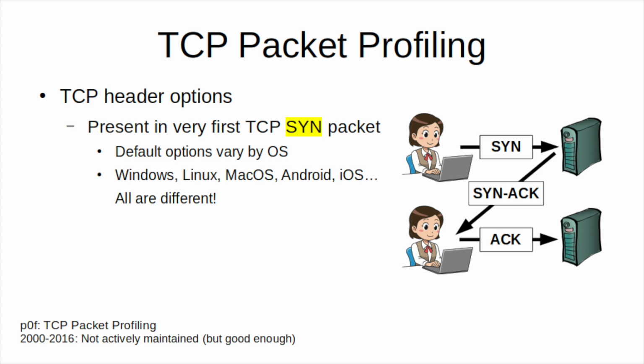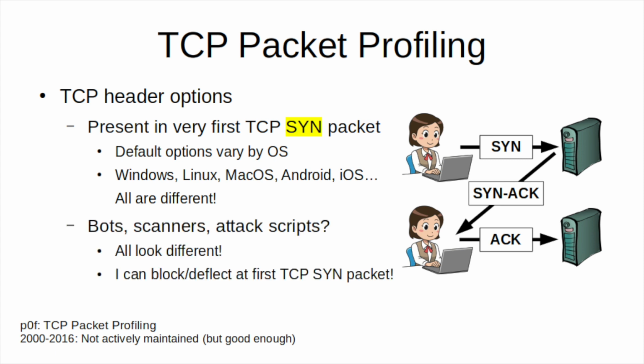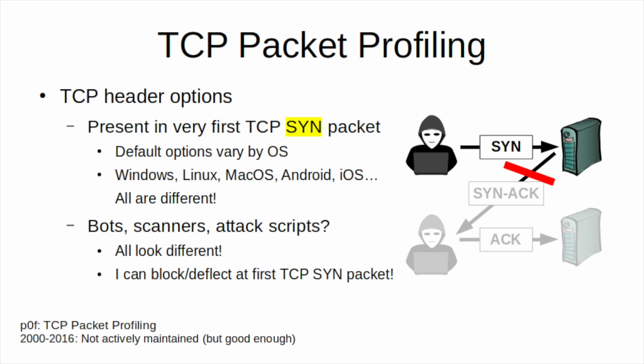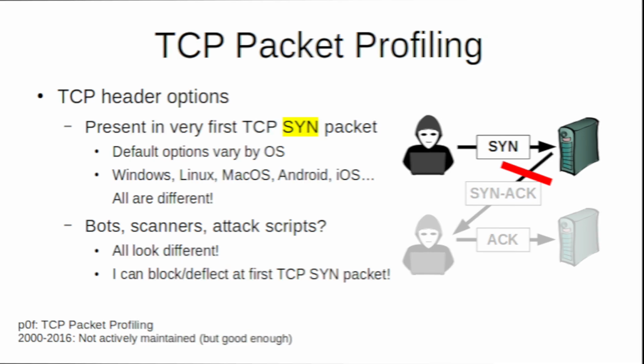Different operating systems use different options. Linux looks different from Windows, looks different from Mac. As it turns out, many bots and attack scripts have their own distinct set of options. I can look at the incoming SYN packet, see options that are associated with attack scripts, and block the attacker before they finish the handshake. I can stop the attack before it begins.